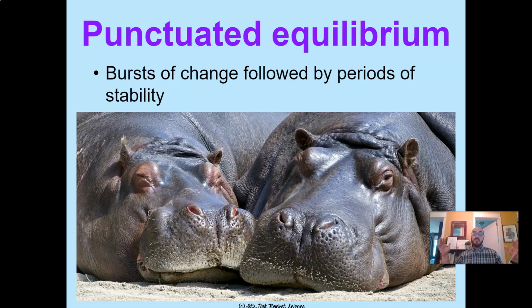Remember, the Earth is 4.5 billion years old. Life has been on Earth for about 4 billion years.